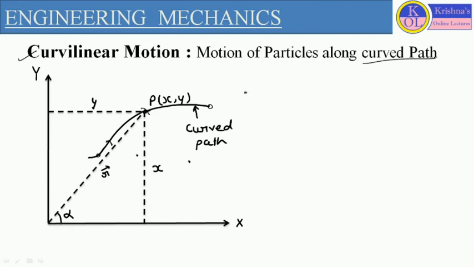So curvilinear motion is defined as the motion of a particle along a curved path when the particle does not repeat its path, or does not come to the original position or initial position, and the center of rotation can be changed. So this is about curvilinear motion.